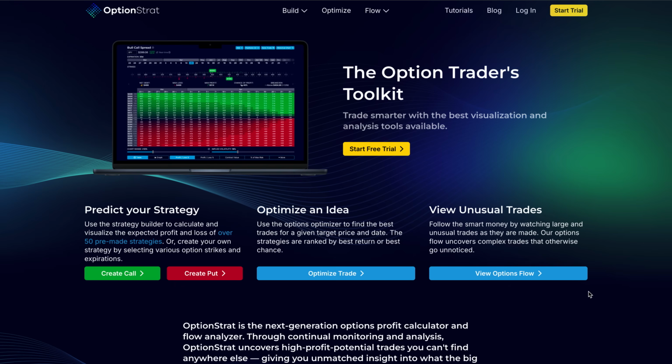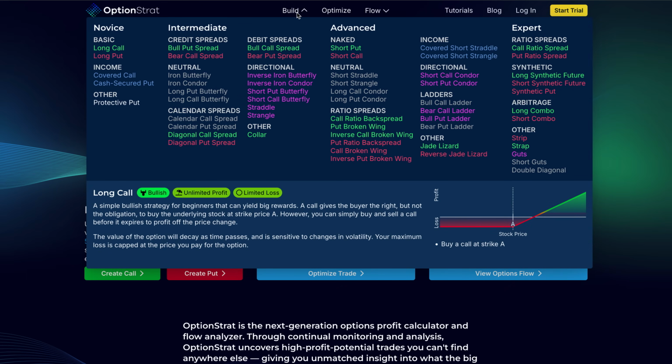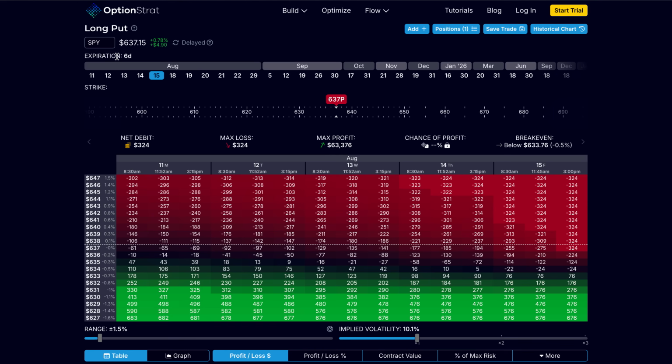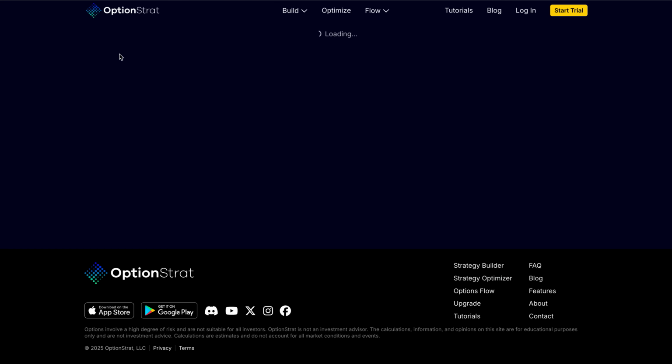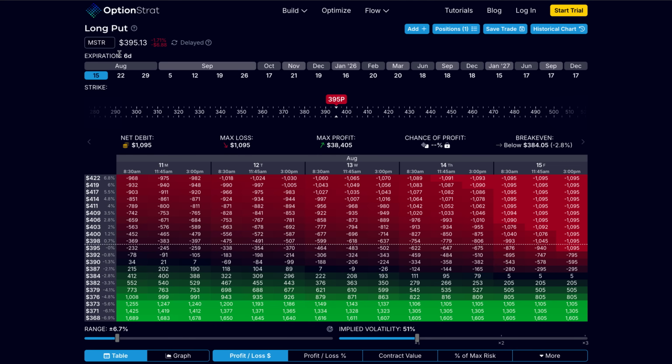So I'm going to go into a new tab here for OptionStrat. And then we're going to go to build, and we're going to start with just a regular put here. So again, the stock we're using today is MSTR, MicroStrategy. The expiration we selected was August 15th. Again, that's how we want to sell puts. We want to collect premiums. We're still neutral to bullish on the stock.